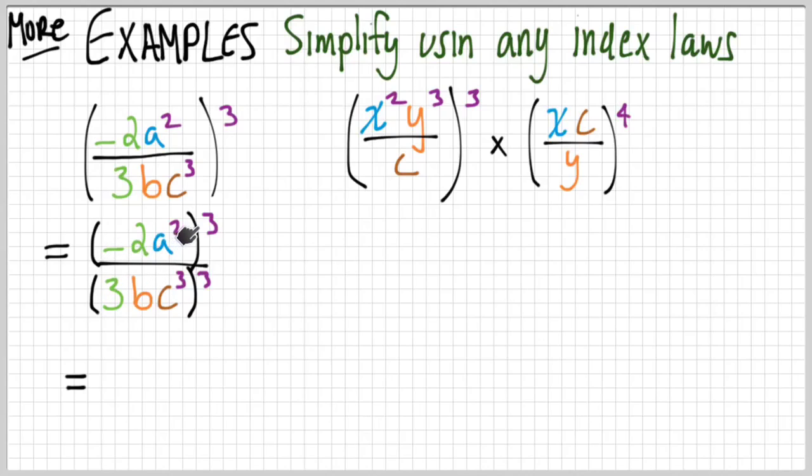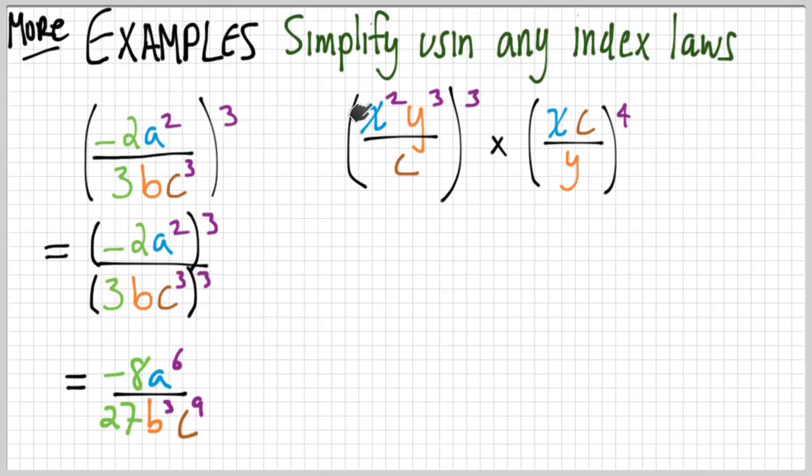All right, and then we're going to use index law 4 and kind of distribute that power to each of these things. So we get, and I'm going to kind of just go straight for it here, negative 2 cubed is negative 2 times negative 2 times negative 2. So that's negative 8. And then a squared cubed is a to the 6th, right? Because 2 times 3 is 6. And then on the bottom, we'll get 3 cubed, which is 27. 3 times 3 times 3. And then b cubed, right? And then c cubed cubed. So 3 times 3 is 9, so c to the 9th. Okay? Whew!